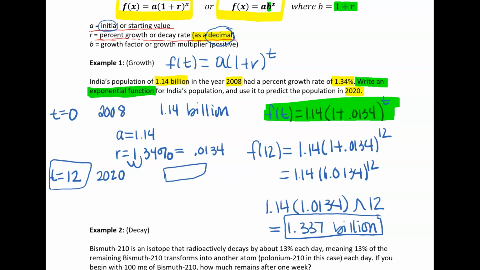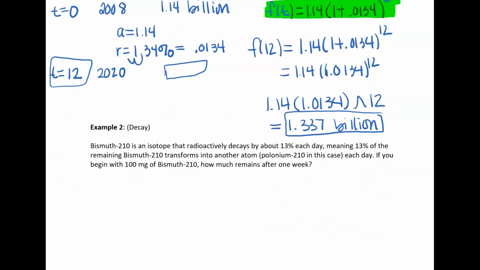So with this, to summarize, you want to make sure you pull your data, convert your data if need be, such as your rate to a decimal, and then create a function and then evaluate that function. So this is one example, and I like to do this one because it has population in there, and those years typically throw students off because they use the 2008 and 2020. Let's go to the next one, and let's look at a decay function.